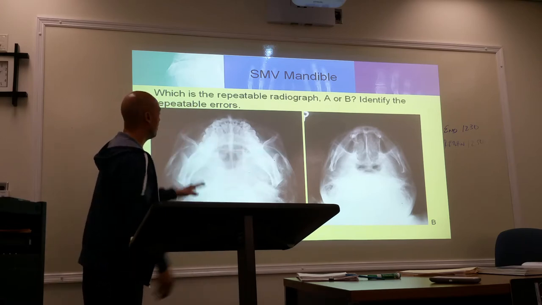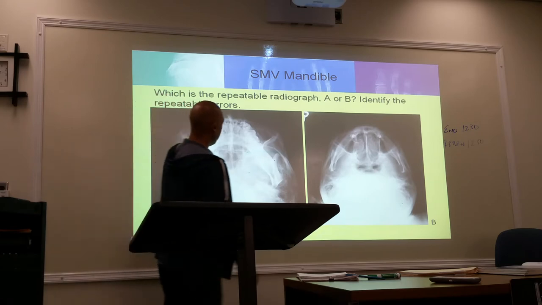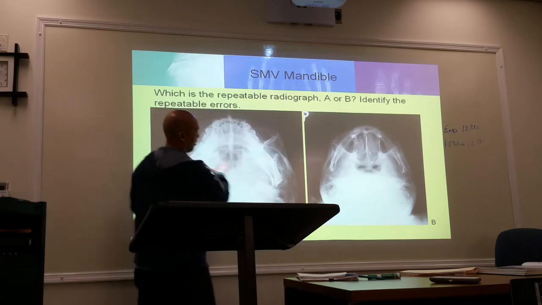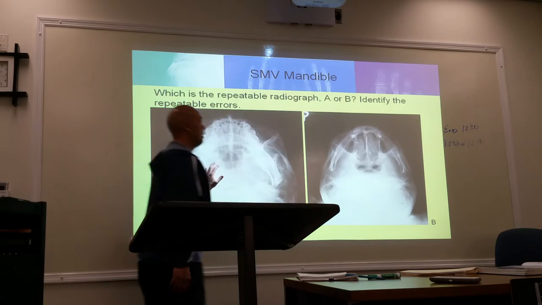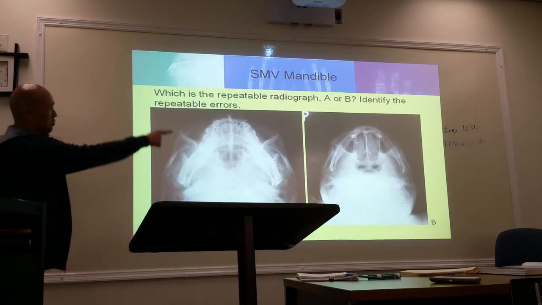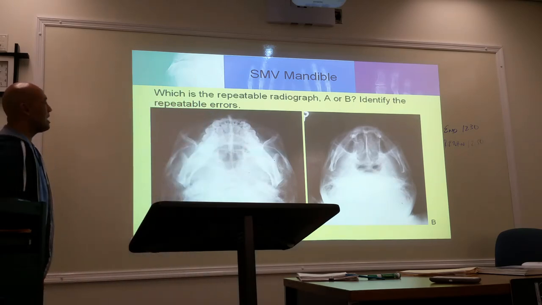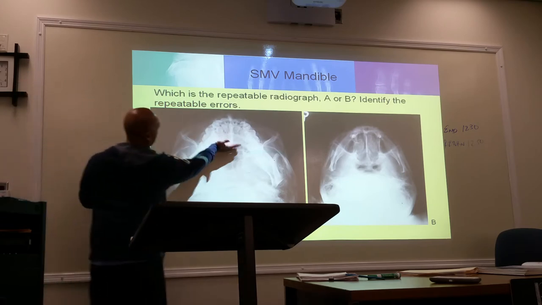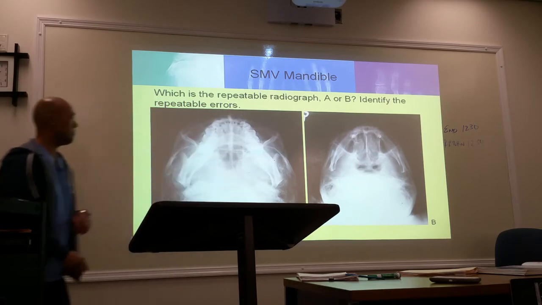An inferosuperior view of the jawline. It looks a little bit distorted here, and this one looks better. For A, you'd have to tilt it back more, right? Yeah, you have to tilt it back more to bring the jawline up.